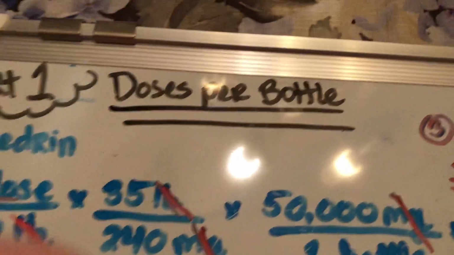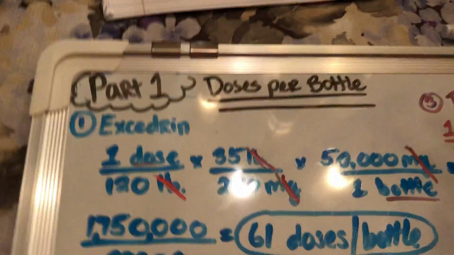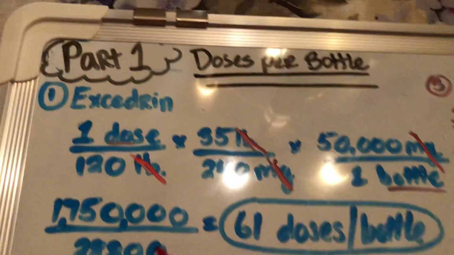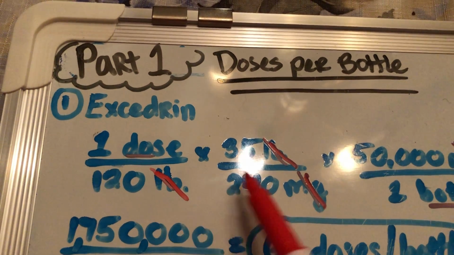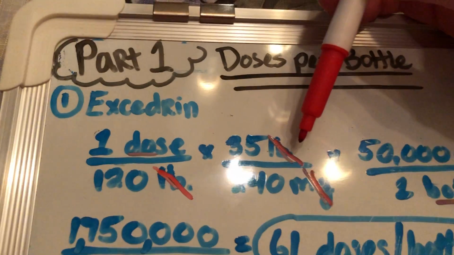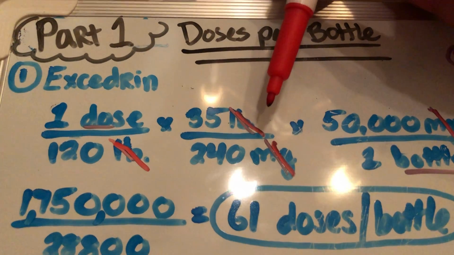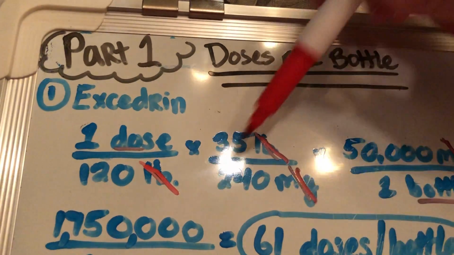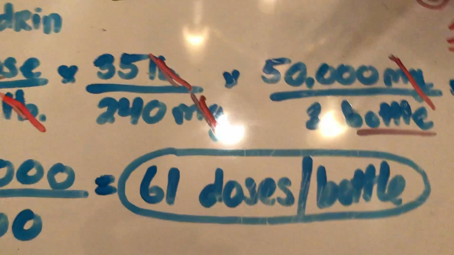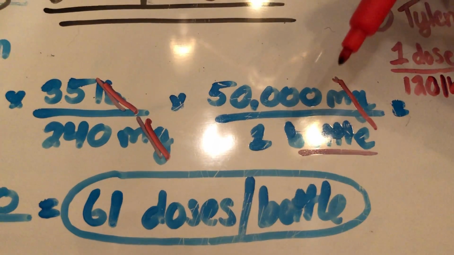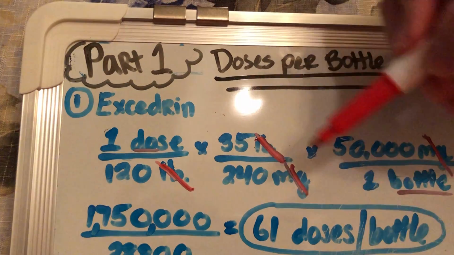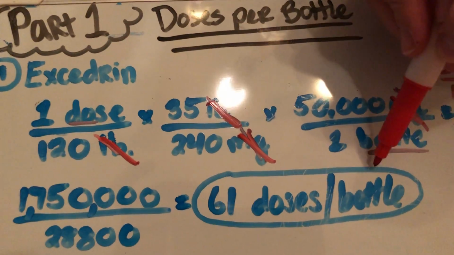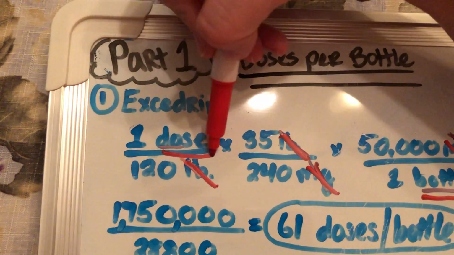Excedrin is the first one. Part 1 is doses per bottle. We're going to set up a dimensional analysis for this: 1 dose over 120 pounds. Then what was given to us for Excedrin was 240 milligrams per 35 pounds. You have to have them like this so they cross out. Then 50,000 milligrams over 1 bottle. You cross out the pounds, cross out the milligrams, then we have 1 bottle, 1 dose.